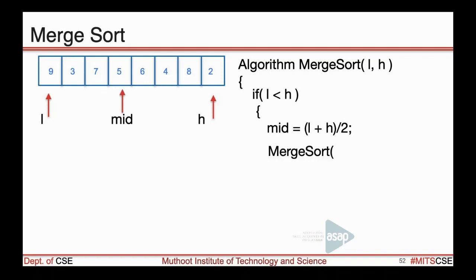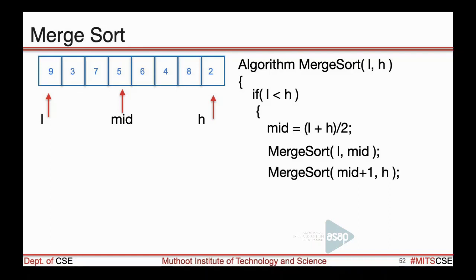That is 4 elements. So now what do I need to do? I need to merge sort. It's a recursive procedure, right? What do I need to sort? I need to sort from L to mid, that is the elements between 9 and 5. After that, I need to sort from mid plus 1 to H, that is from 6 to 2. Clear? So I am sorting the two halves.